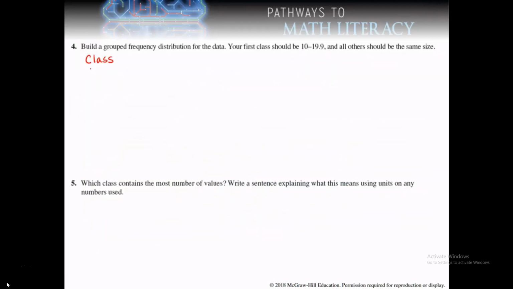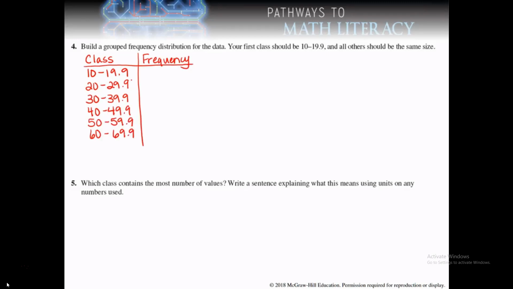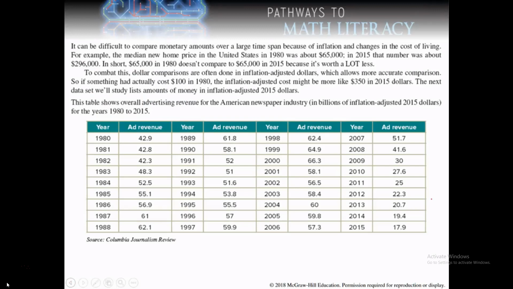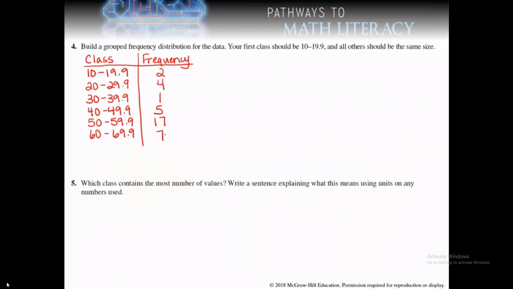So we'll list our classes out. We'll start with 10 to 19.9. That means the next one will pick up at 20 and go to 29.9, and we'll do that all the way up through the 60s. And then we'll need to go back through the table and count how many years fall into each of those ranges. And so I did that, and I got the frequencies 2, 4, 1, 5, 17, and 7.